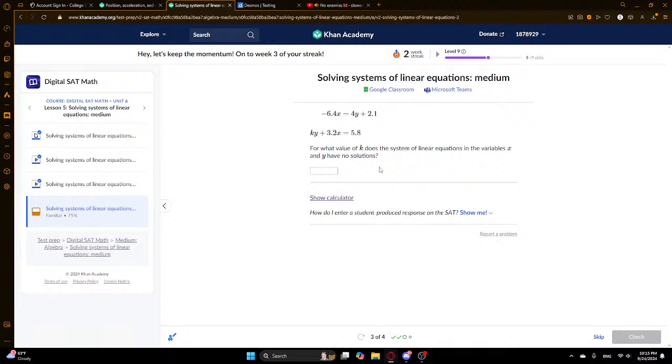What value of k does a system of linear equations in the variable x and y have no solutions?